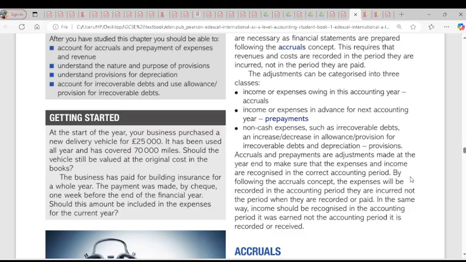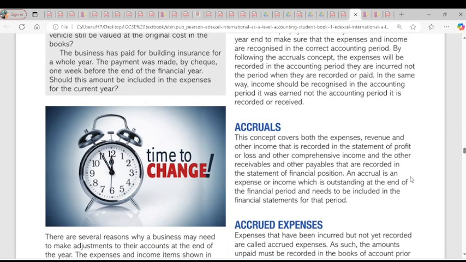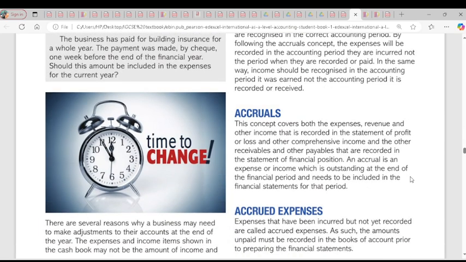Is it clear, please? So that takes us to the categories of adjustment we have. We're going to start with accruals. For accruals, it's an income or expenses owing in this accounting year. The amount of money we are owing, or the amount of money that we've received from our customers for goods that have not been paid for. So we call it accrual.